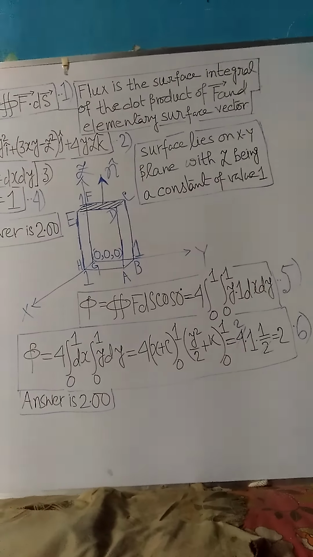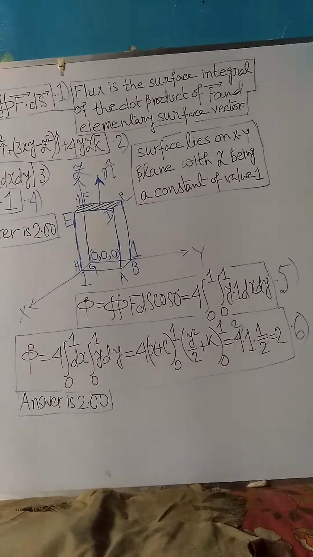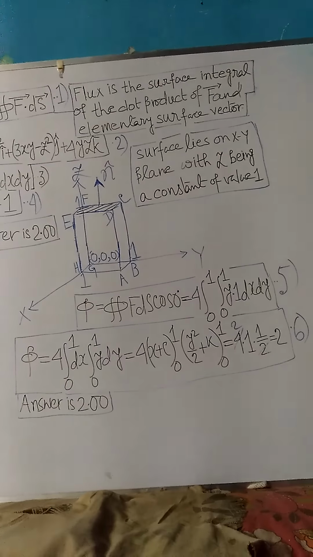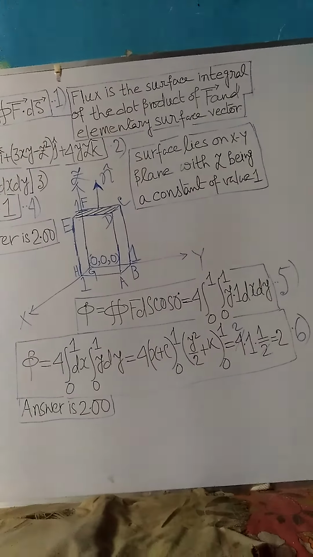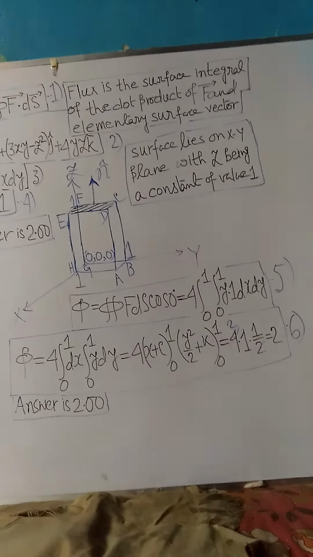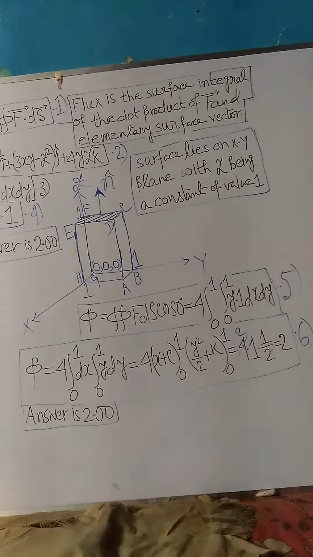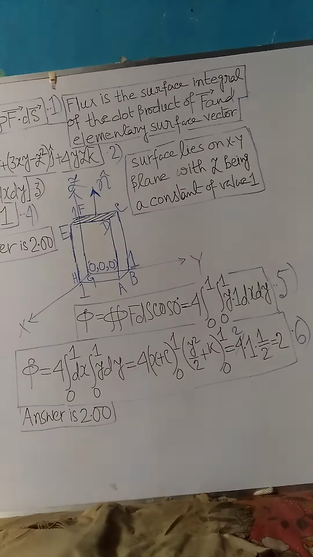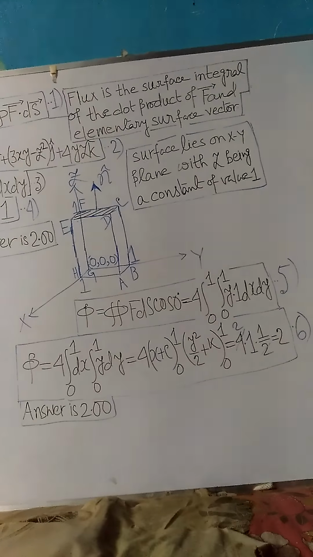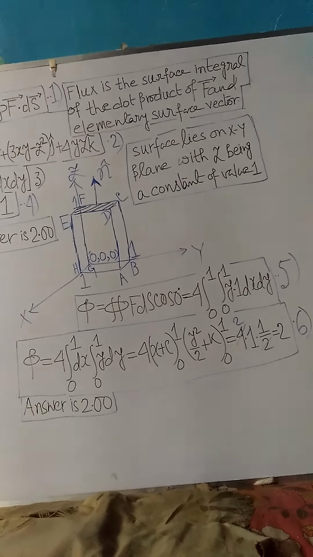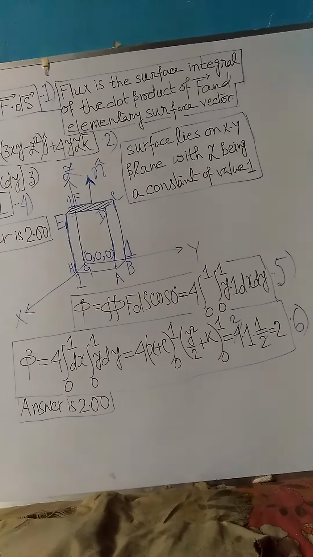Now, the most important thing to realize for solving this problem is that here the surface under consideration lies on the xy plane with z being held constant at the value equal to 1. I repeat, here the surface under consideration lies on the xy plane with z being held constant at the value equal to 1. And as the surface points along positive z-axis, the surface vector is at 90 degrees with the x and y components of the vector function f, while the surface makes an angle of 0 degrees with the z component of the vector.